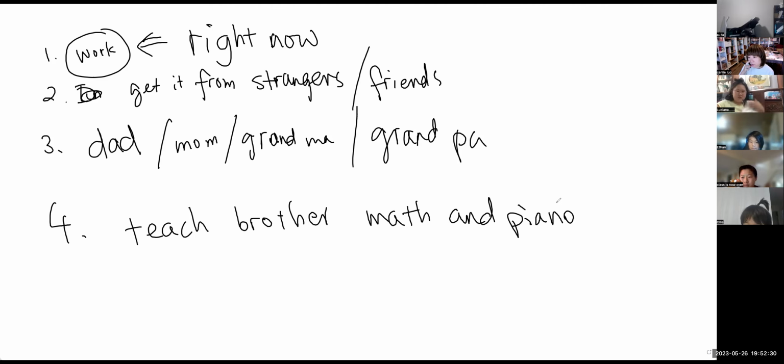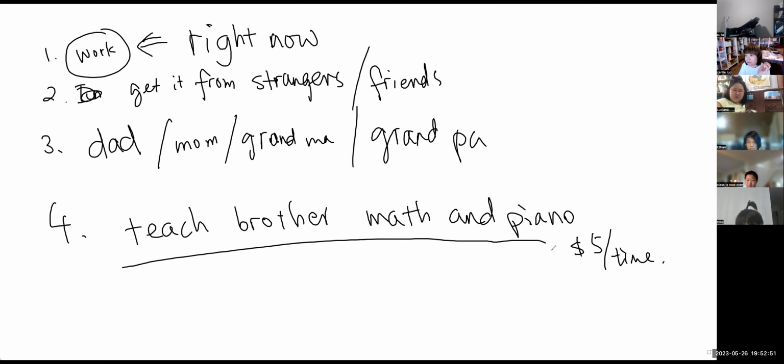Okay, how much do you earn, Luciana? Do you mind if I ask? $5 sometimes. $5 per time? Oh, very good. Okay, how about anybody else in this classroom? I want to ask a very simple question. If you want to earn some money, Luciana has given us a very good idea. She said, I can teach my brother math and piano, and my mom is going to pay me $5 per time.